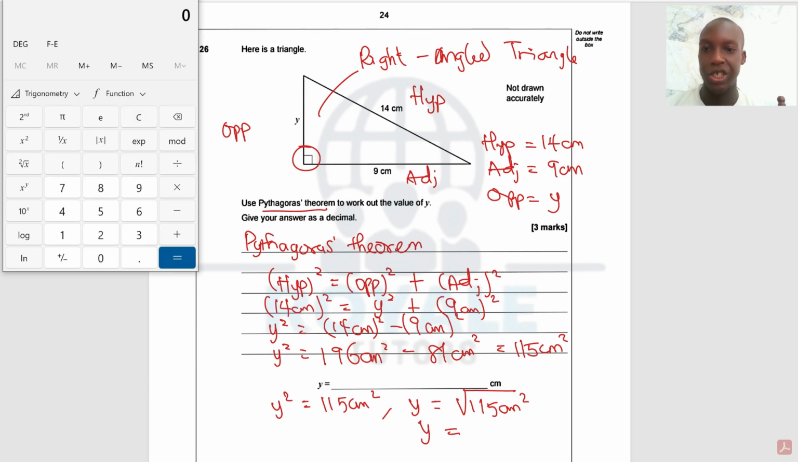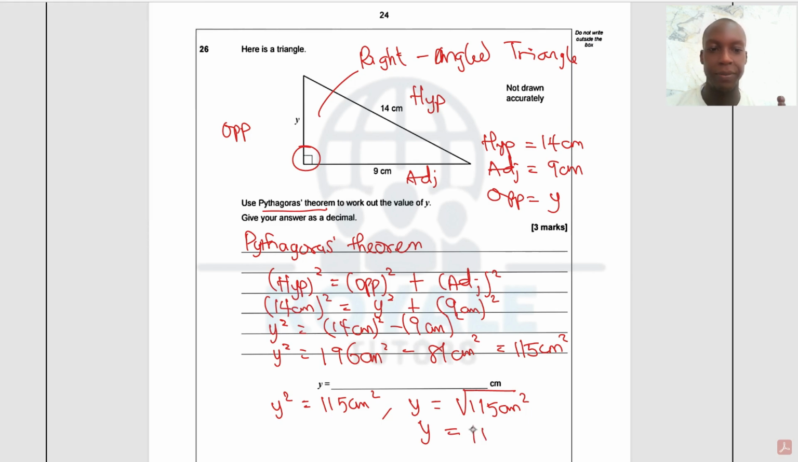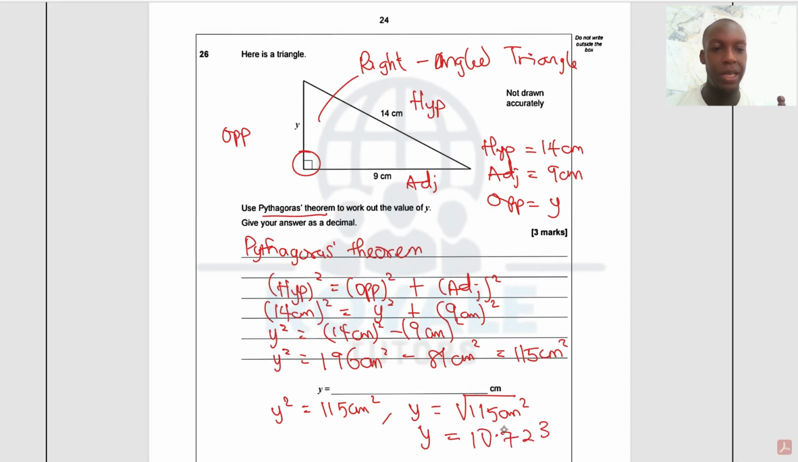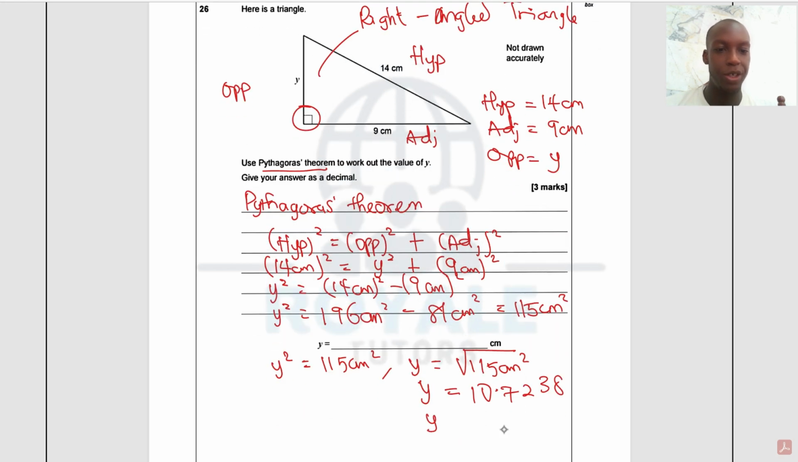So let's check that. The square root of 115 is going to be 10.7238. So y will basically be, let's say, 10.7 centimeters, approximately.